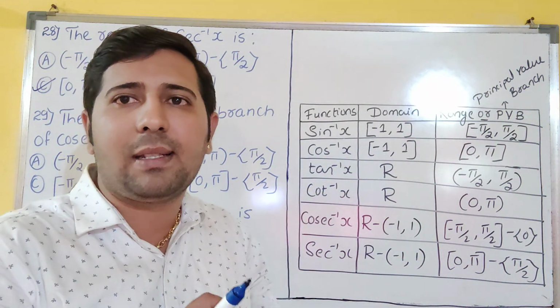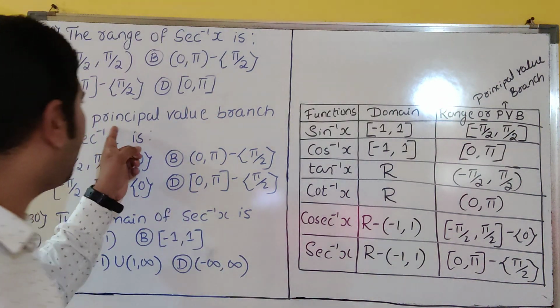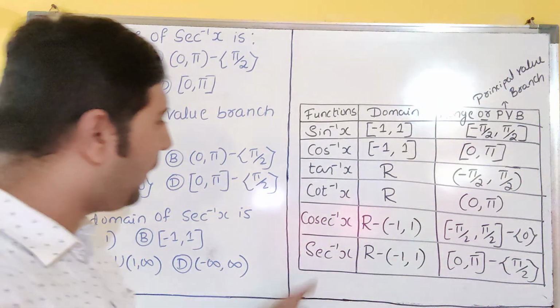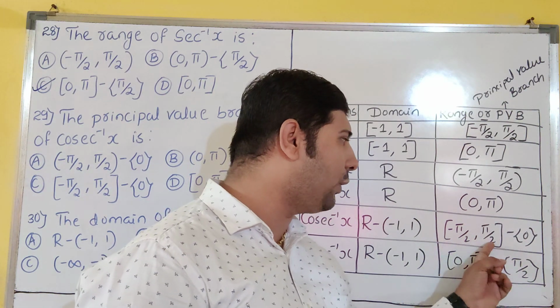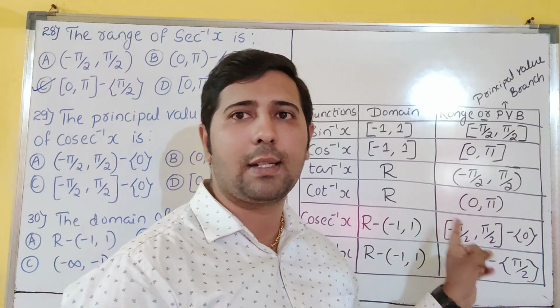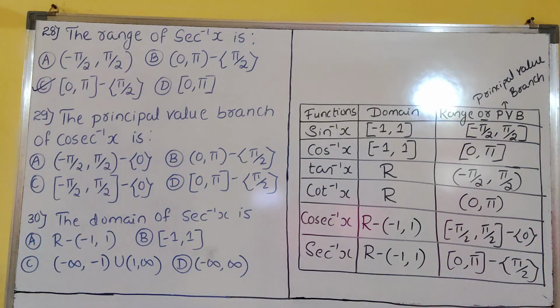So just the name is different, that much. So the principal value branch of cosec inverse x is minus pi by 2 to plus pi by 2 minus 0, closed interval. So now see where it is there. That is the option C again, dear students. So C is our correct answer. So let us see the next question.